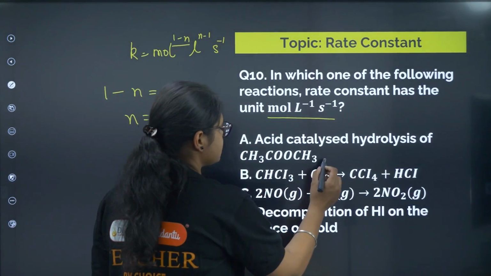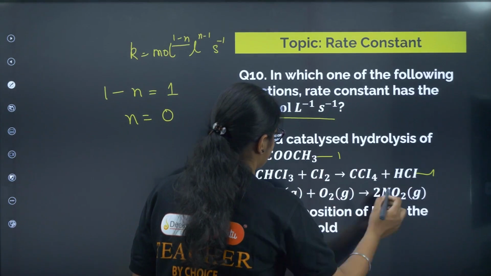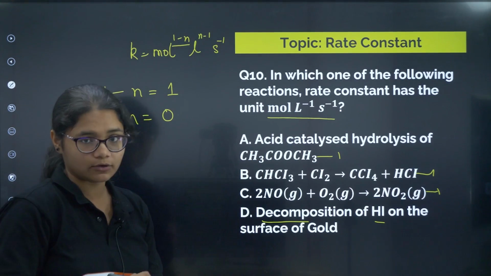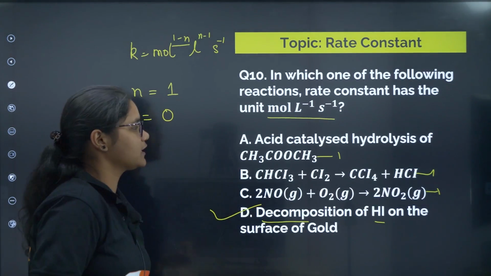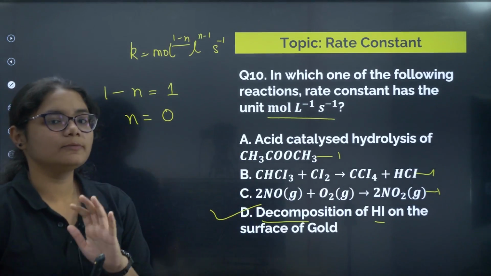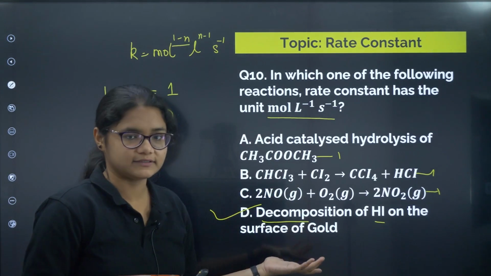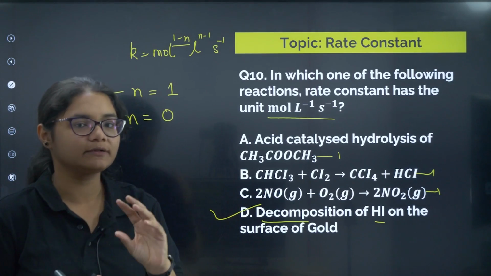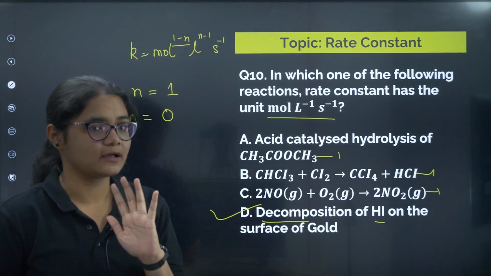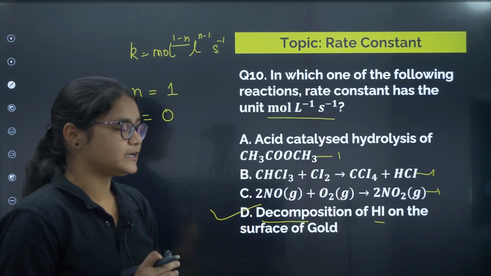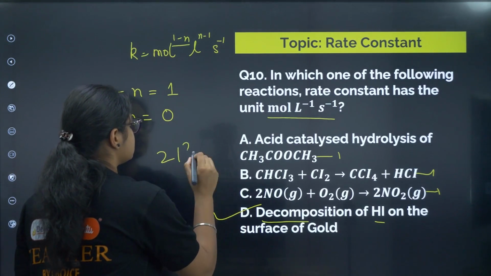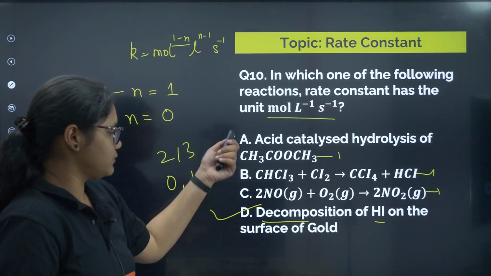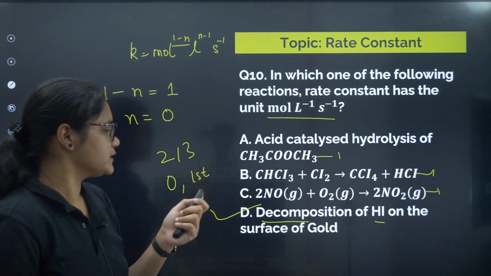So we have acid catalyzed, this is first order, CHCl3 is first order, NO is also first order. Decomposition of HI on the surface of gold is a 0th order reaction. So the correct answer will be option D. Now you will be thinking how to know which order these reactions are. Go to the NCERT book; for every order there are some examples given, and the questions will be from those examples only. So revise those examples. At least you should know 2 or 3 reactions for 0th order and first order. You have to remember those examples so that you can do such easy but theory based questions.